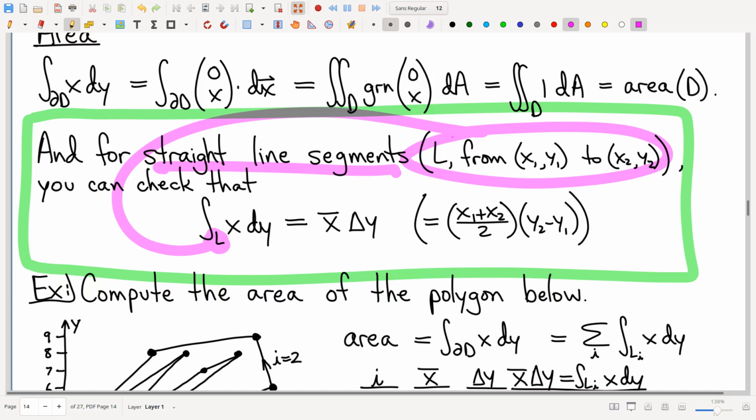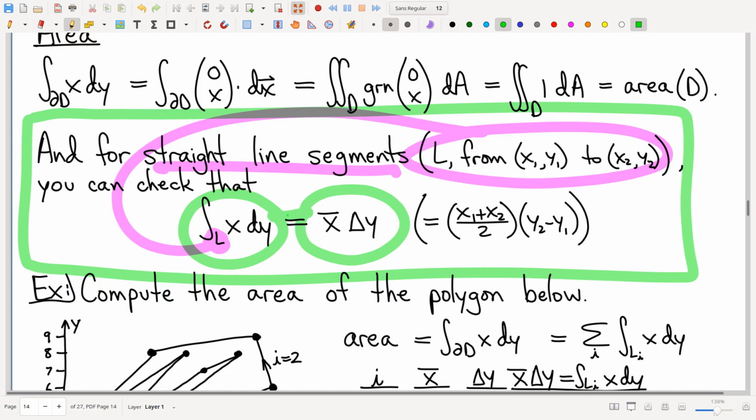And here's what I claim you'll get. Your line integral on that straight line segment will always be the average value of x times the change in y. And it's just nice how convenient, and I think convenient is a pretty good way to leave it. This is a very convenient answer to compute an entire line integral. But of course, this second result only works for a straight line segment.